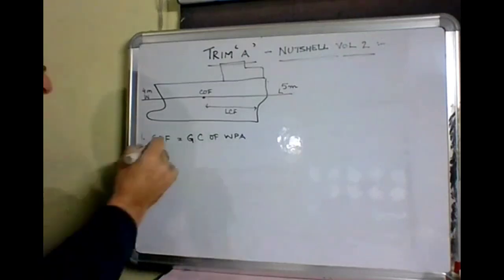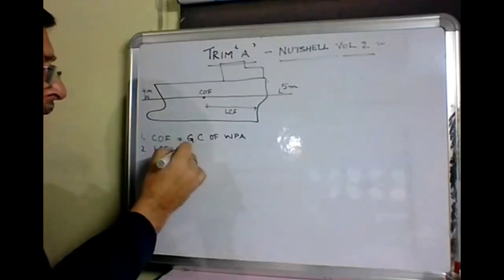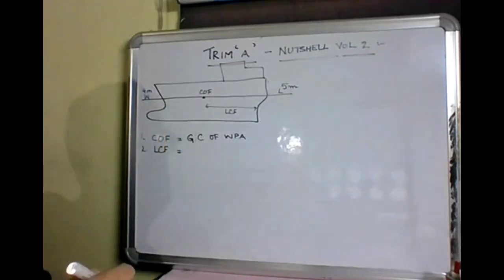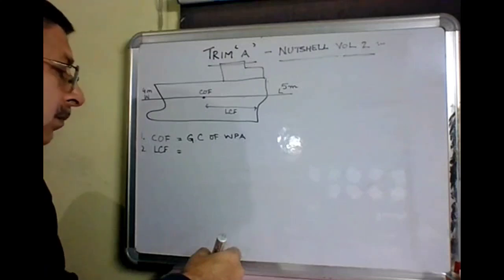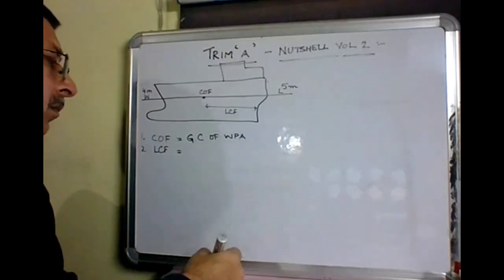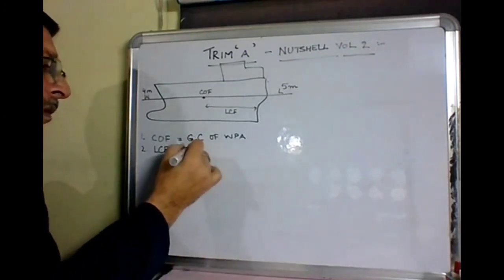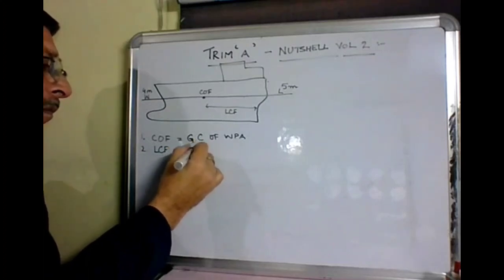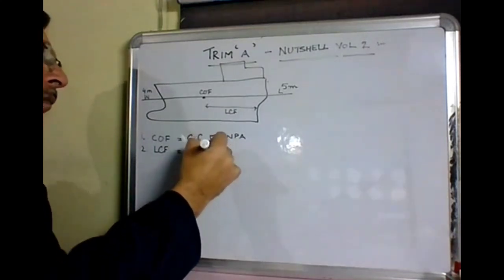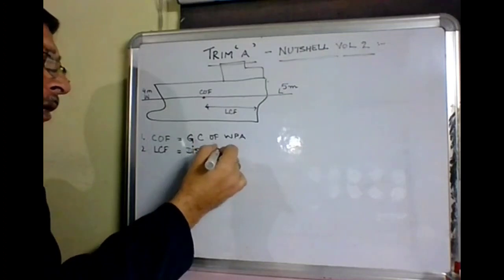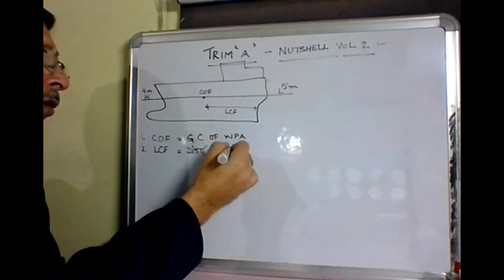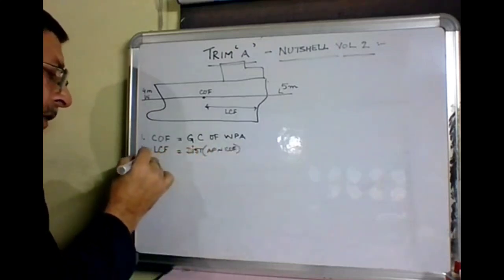The next one. What is LCF? How do you define LCF? Longitudinal center of rotation. Sir, distance from center of flotation to aft. Aft. You have to be very specific now. So the distance between the after perpendicular and the center of flotation is known as LCF. Correct. Distance from aft perpendicular to center of rotation is known as LCF. Absolutely correct.